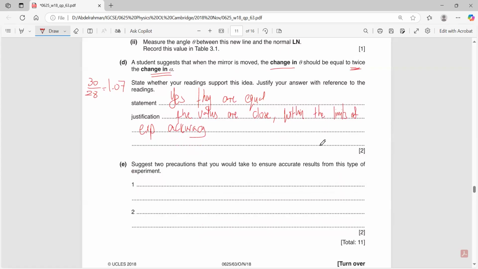Suggest two precautions that you would take to ensure accurate results in this type of experiment. Whenever you have a ray trace sheet, you need to use thin lines. You also need to view the bases of the pins.